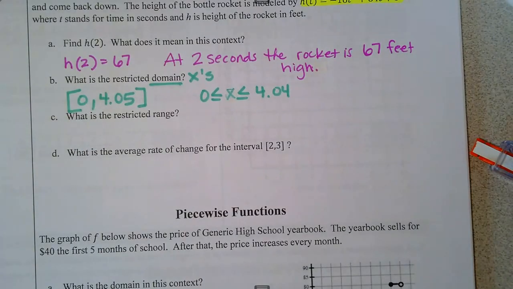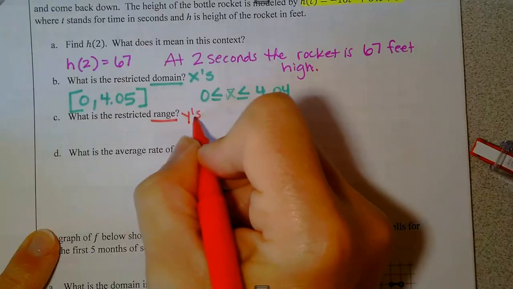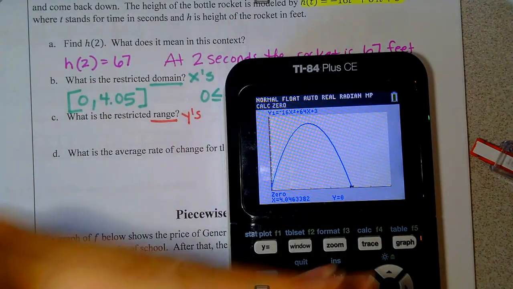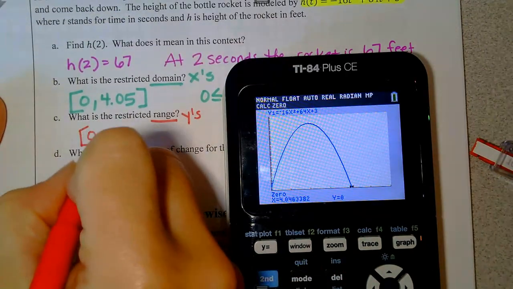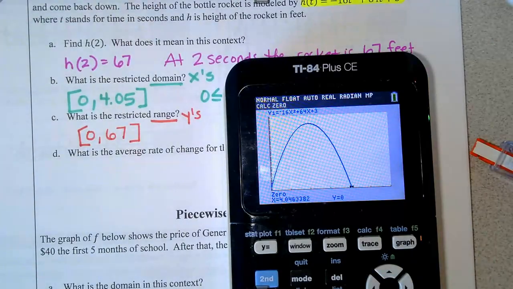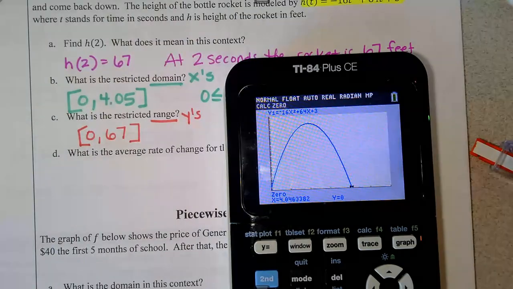So what's the range? Range are the Y's. So what's my Y's? What do I go from what to what? 0 to 67. 75 is what I put in there, but the graph actually only goes to 67.